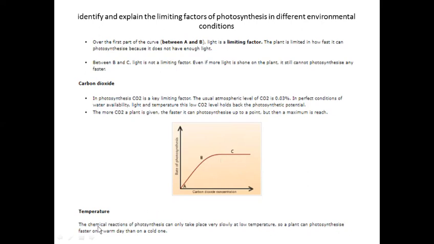Temperature. The chemical reaction of photosynthesis can only take place very slowly at low temperature. So the plant can photosynthesize faster on a warm day than on a cold day.